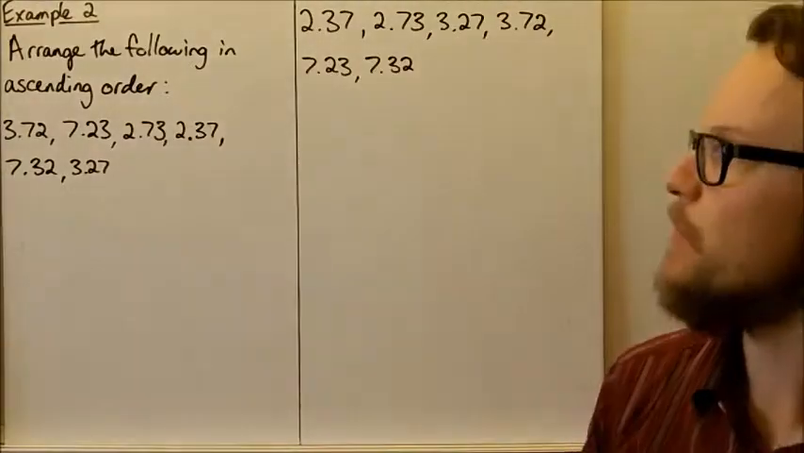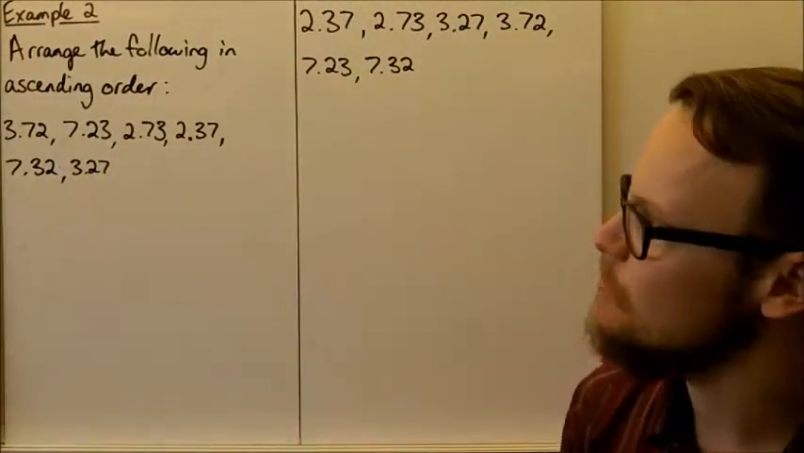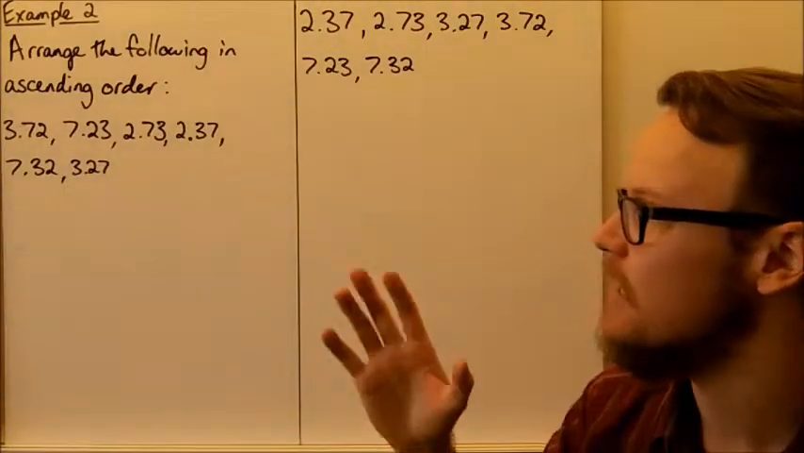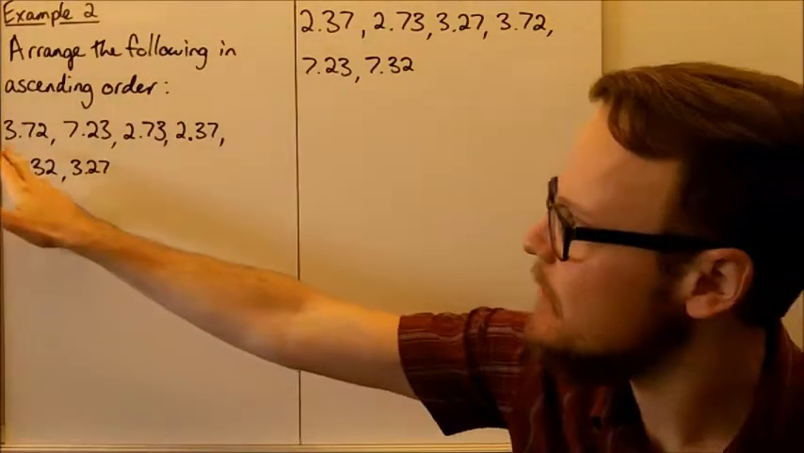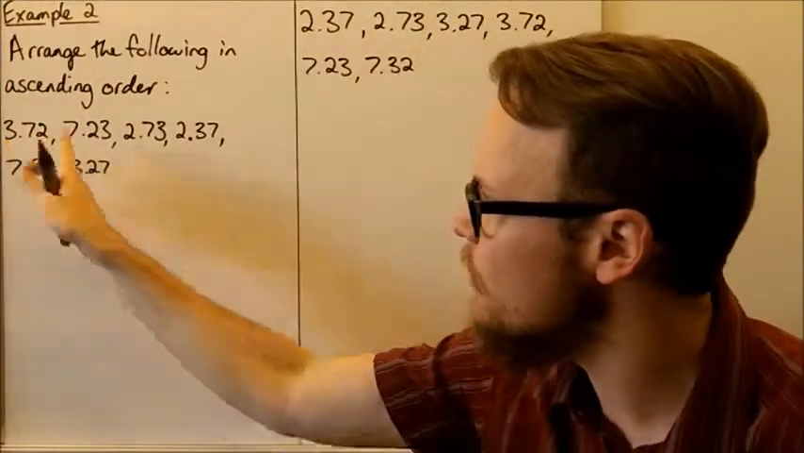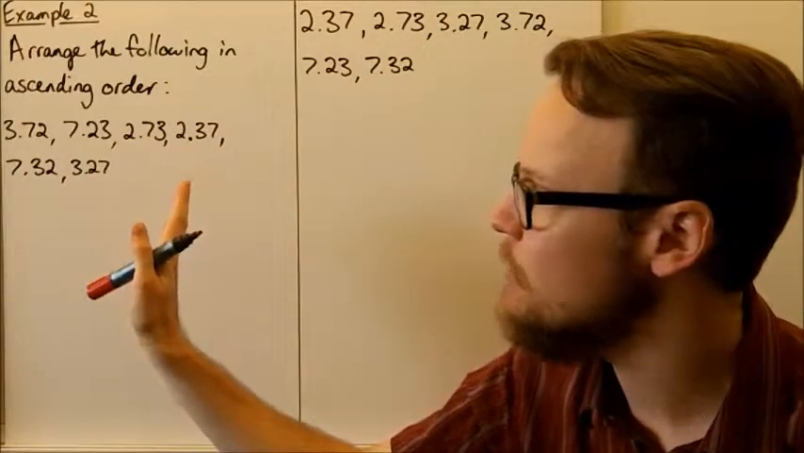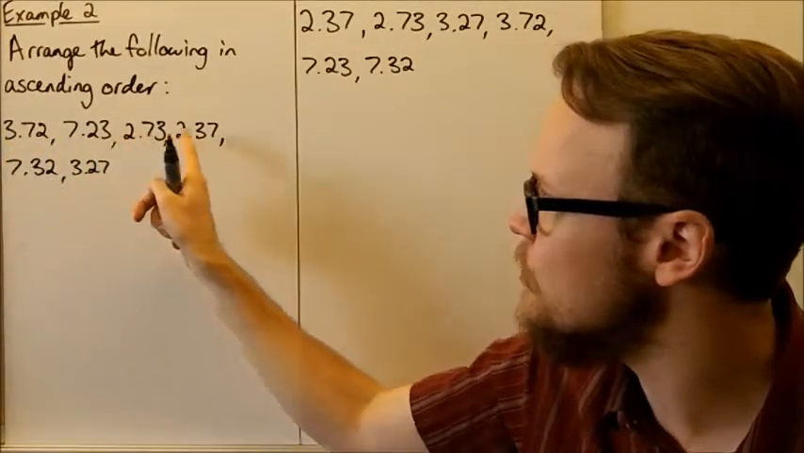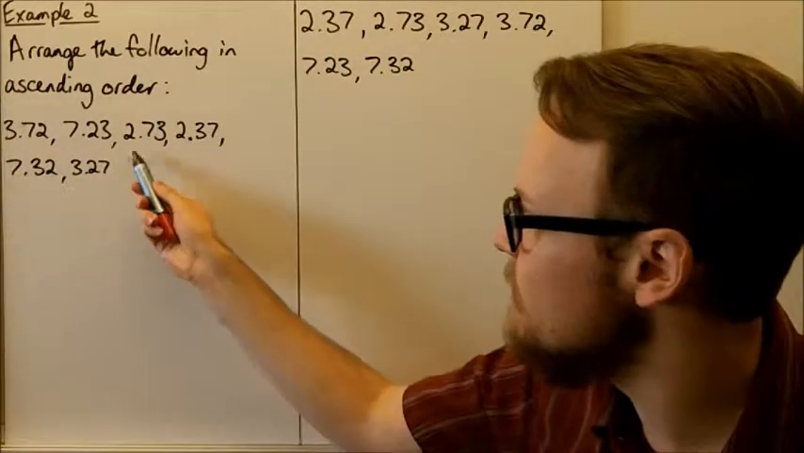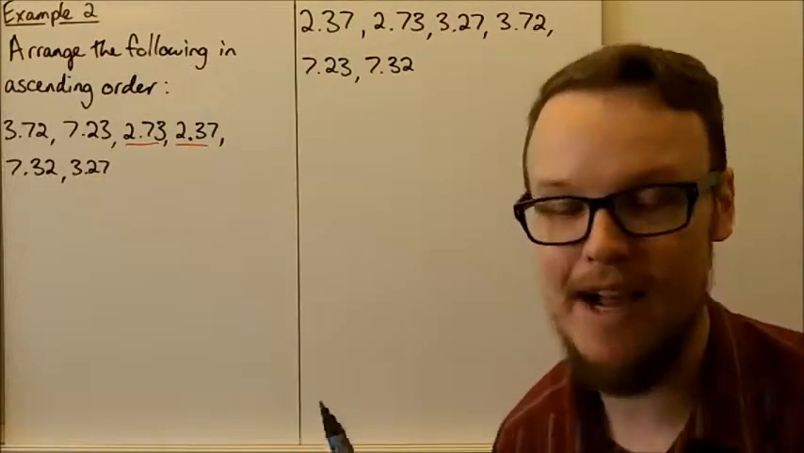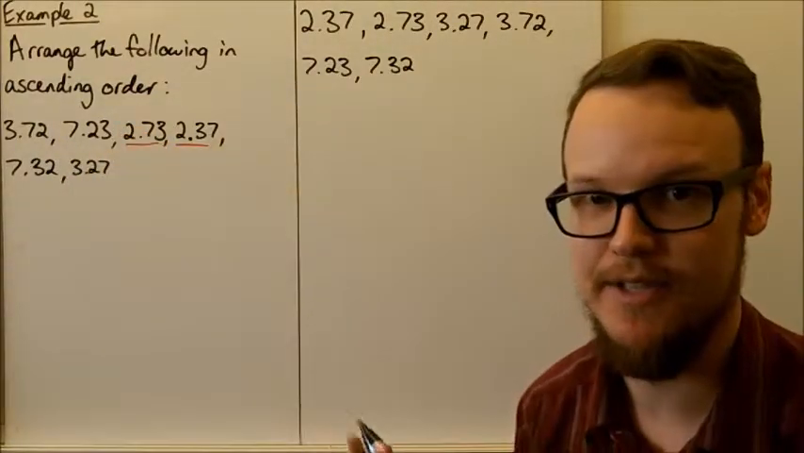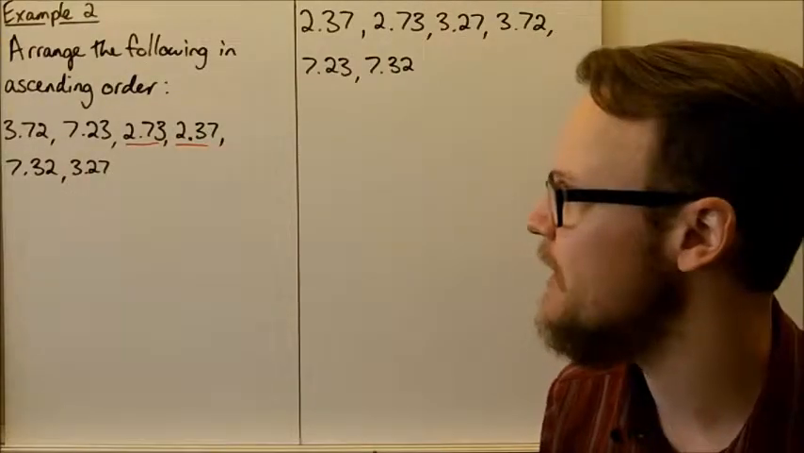Looking at our second example here, we need to arrange these decimal numbers in ascending order. Remember, ascending means getting larger, getting bigger. So here we can look at the ones column for all of them. We don't have anything greater than 10. We've got 3, 7, 2, 2, 7, 3. So obviously the smallest numbers are going to be these 2 here that have a 2 at the start, then the 3s, then the 7s. So we just need to order each of those pairs.